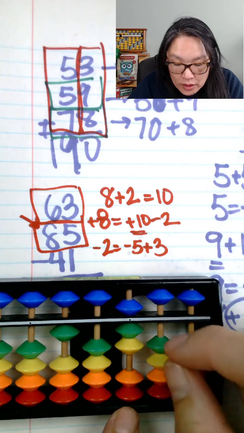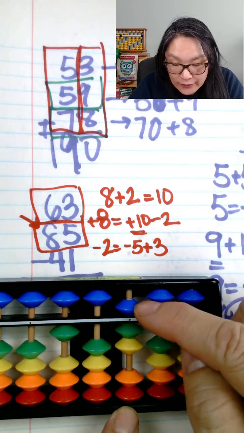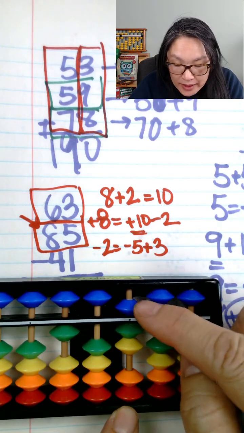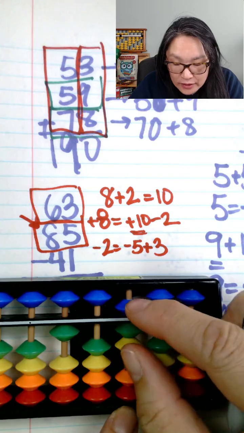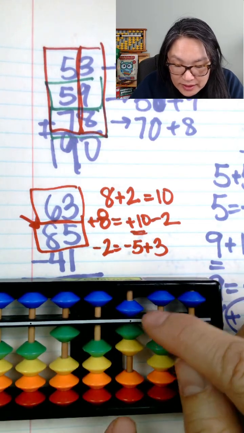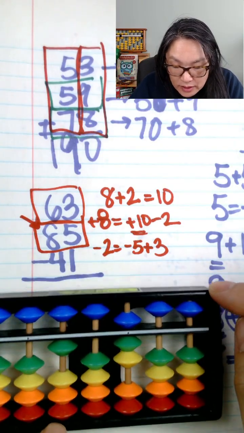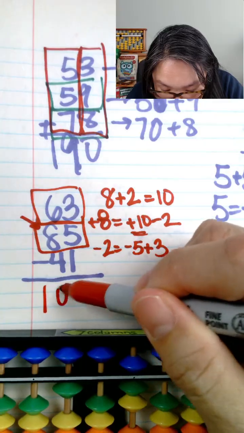102. No, 107, because we have to remember the 5 that's up here. The 5 is the top bead touching the beam. Yes, 107. So it's 107 because it's the ones, and then this is the hundreds. The ones, tens, and the hundreds. So my answer is 107.